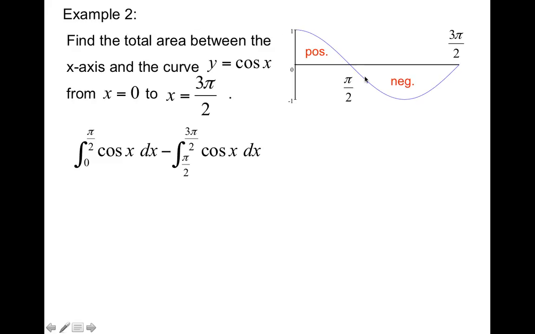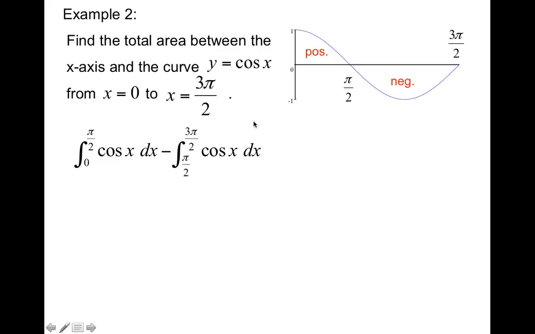But if we know what this graph looks like, we need to find one integral that's going to go from 0 to pi over 2, and then another one that's going to go from pi over 2 to 3 pi over 2, and because this would be negative, if we think of subtracting it, it would count as positive. You could certainly show this work in other ways. Just do this on your own, and whatever answer you got there, count it as positive.